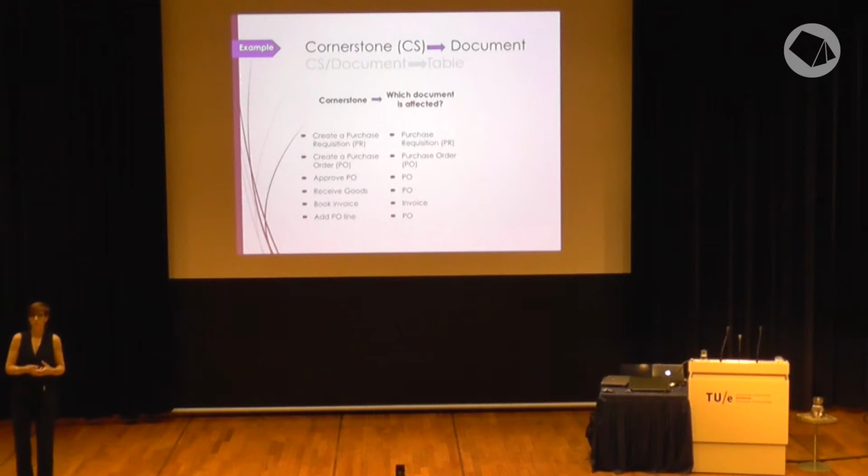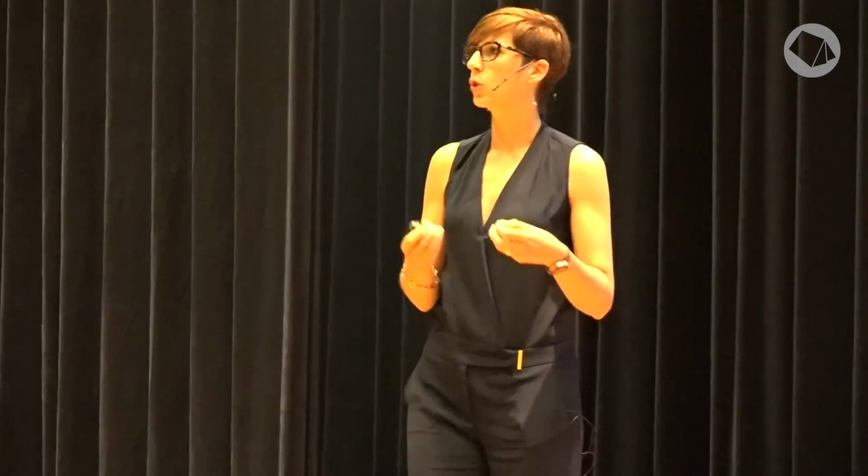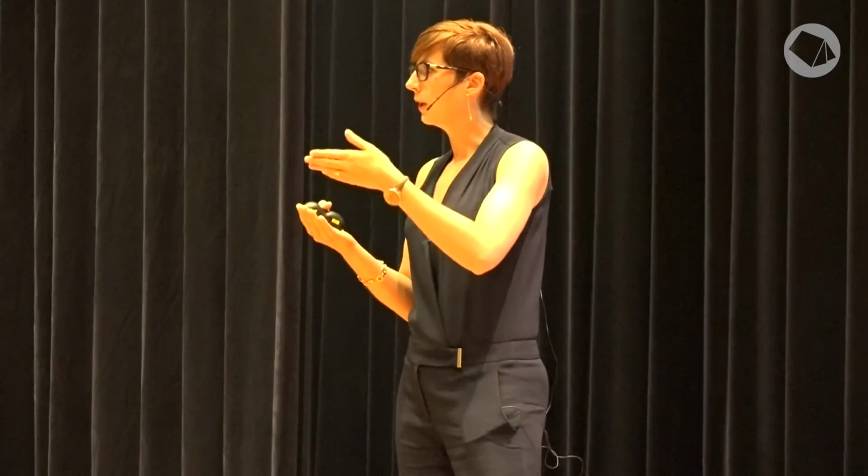Most of them are very straightforward, but for example, receive goods. You have to discuss with the people and ask, okay, goods received, where is this stored in your database, and on which document do we see something that captures the fact that the goods that were ordered are actually also received? And they will say, okay, we add that information to the purchase order. So that can be different in another company. So you make the link from the cornerstone to the document.